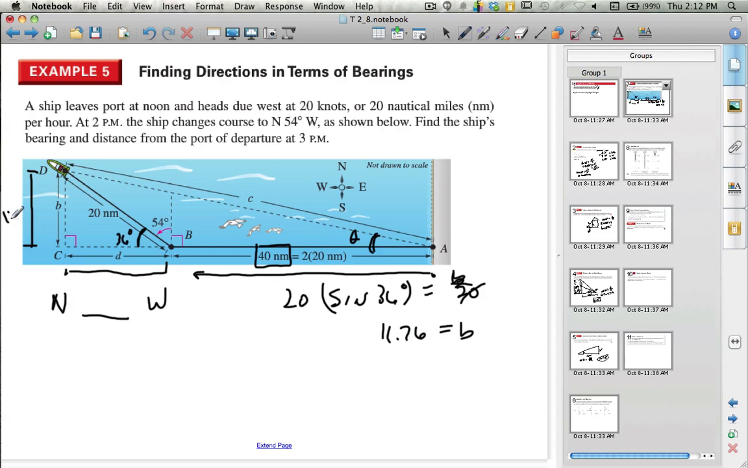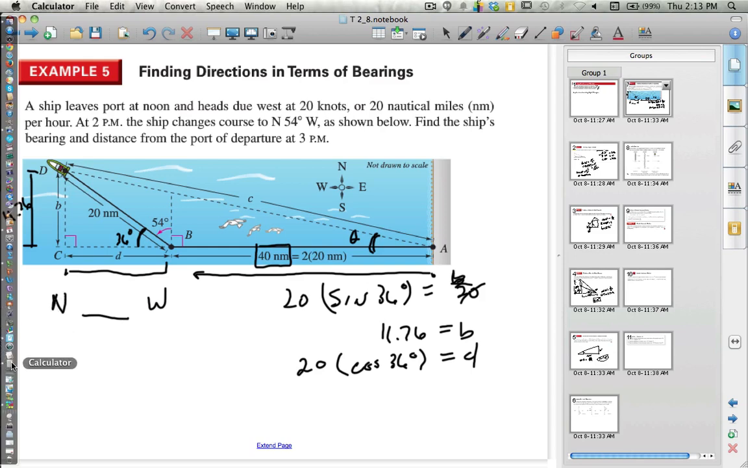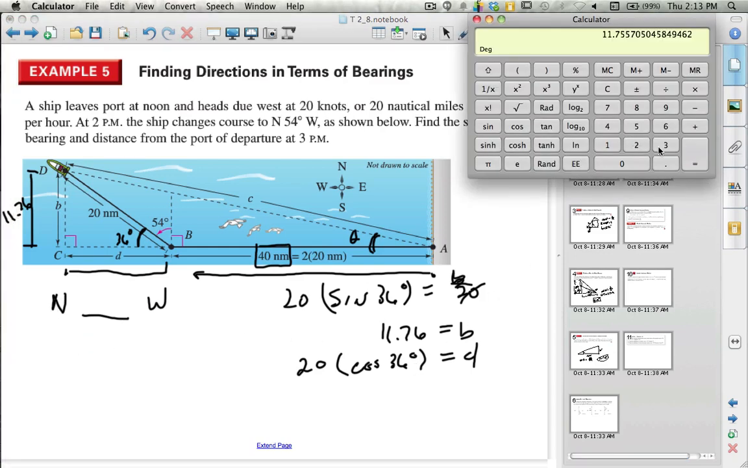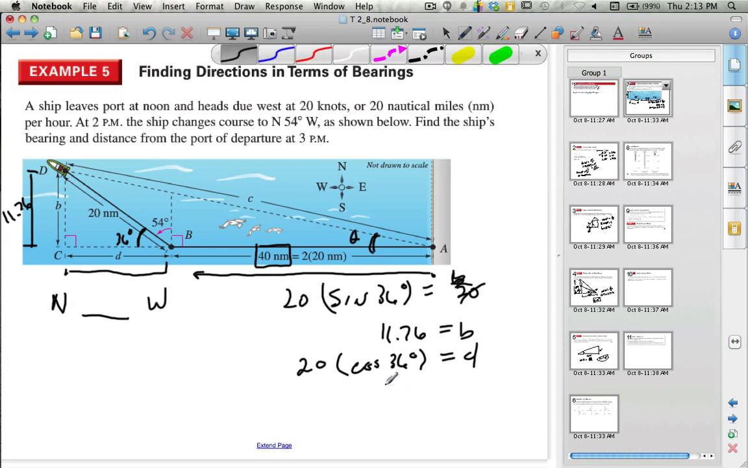That's over here, 11.76. Well, then I also know that the cosine of 36 would be equal to D over 20. So if I do 20 times the cosine of 36 degrees, that would be equal to D. So let's figure out that. Right, so I do 36 cosine times 20, and that's 16.18. So 16.18 is equal to D.